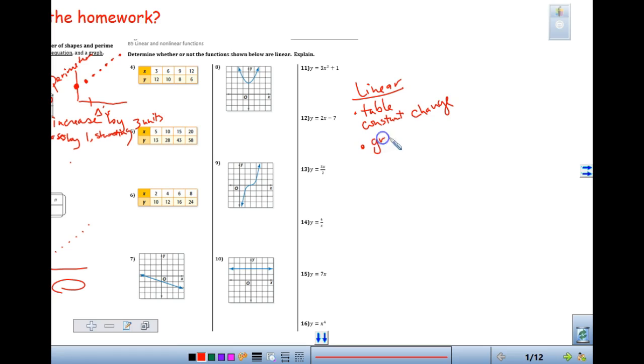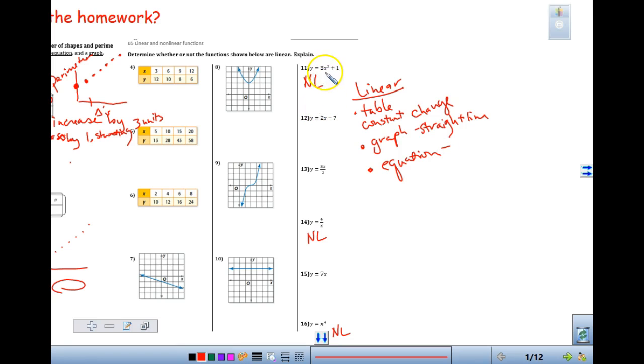If it's a graph, if it's a what? What makes it linear in a graph? Maria? Straight line, right? So in a graph, it made a straight line, okay? How about the equations? So 11 was not linear, right? And 14 was nonlinear, right? And 16 was not linear. So what makes our equation linear?